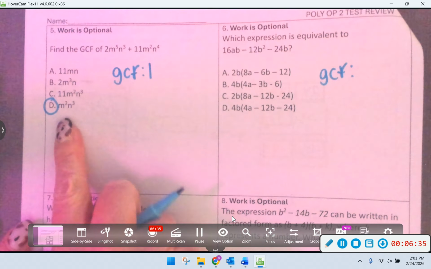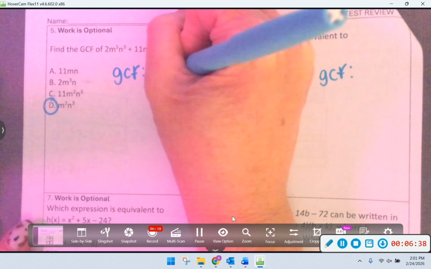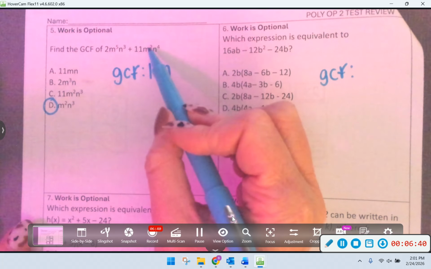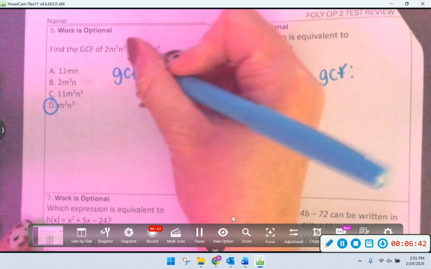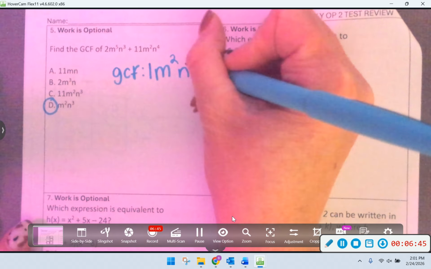But let me explain how they got the letters. They both have an M. We're going to go with our smallest exponent, which is 2. They both have an N. We're going to go with our smallest exponent, which is 3.